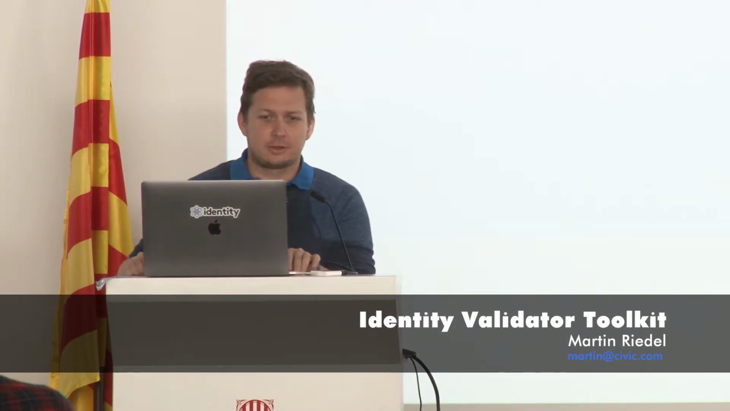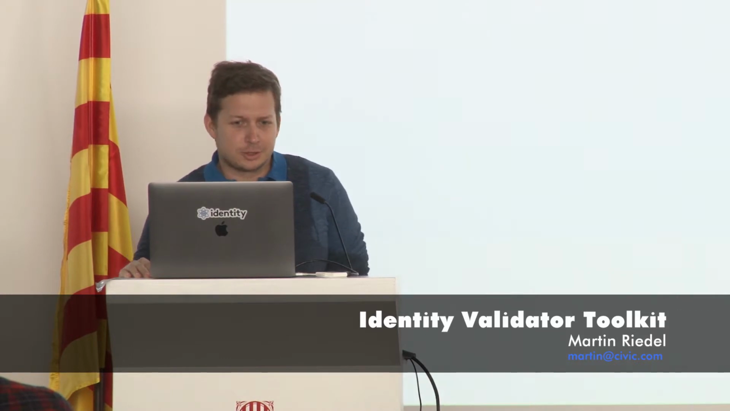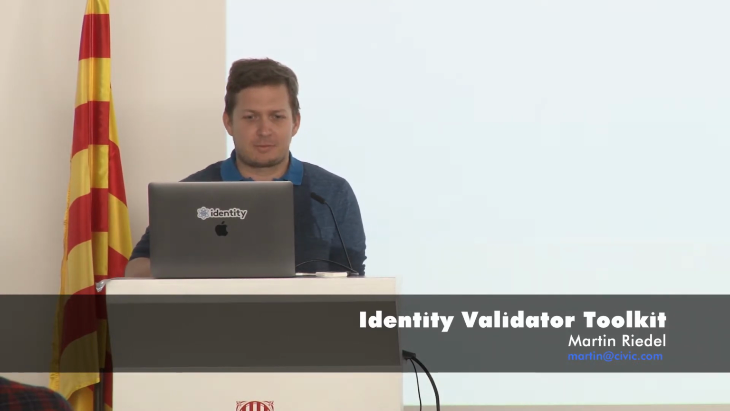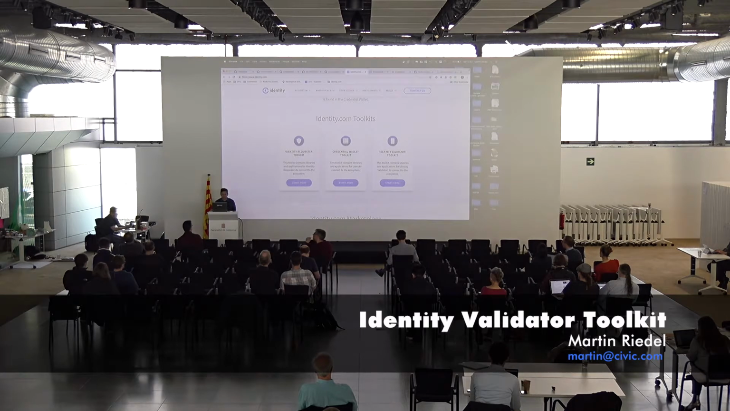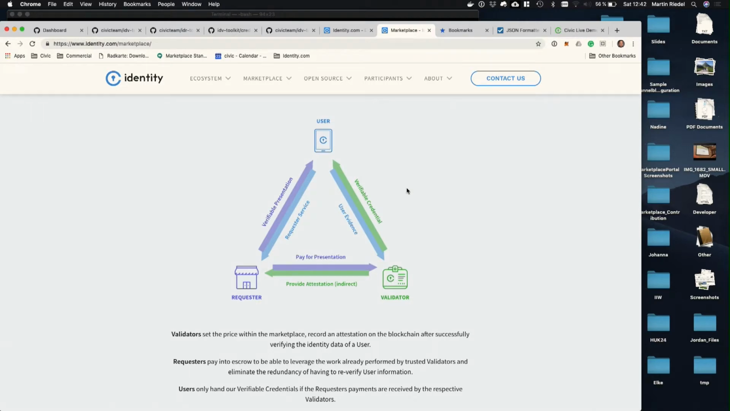I'm with Identity.com. Identity.com is the open source community framework that is utilized by Civic. So we put our tech in there and make it available for others to use and be able to join the ecosystem. So we've seen this image quite often before. The triangle between what we call a requester, which is a verifier, a user, which is a holder or subject, and a validator, which is generally the issuer.